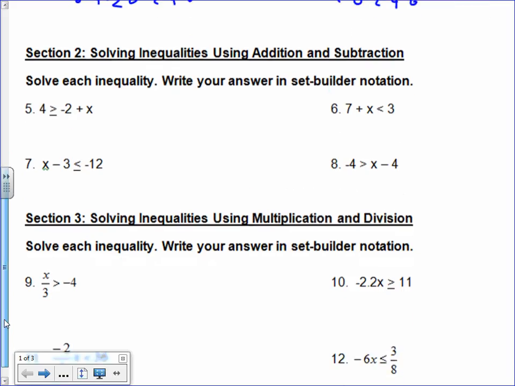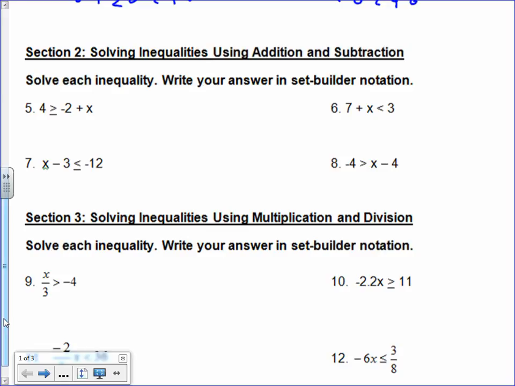All right, section 2, solving using addition or subtraction. So we're supposed to solve for x. All right, number 5, and it says right in set builder notation. So number 5, I'm going to solve number 5 by getting rid of that -2 by adding 2 to both sides. Yes, 6 is greater than or equal to x, and we flip it around and have x is less than or equal to 6. Written in set builder notation would be with the fancy brackets, x such that x is less than or equal to 6.